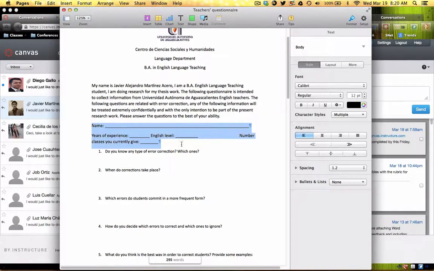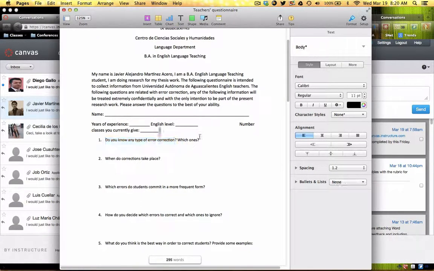Same about here, the independent variables. Just make sure that you have enough independent variables, that you've included enough here in this instrument. Okay, I think I would avoid this question. This is a very specific question that you're asking, if they can identify certain types of error correction.